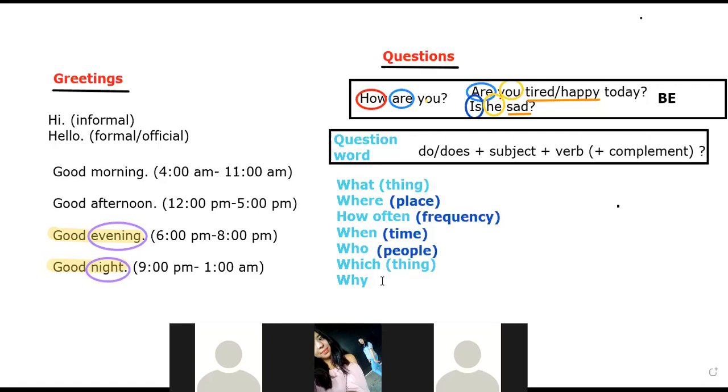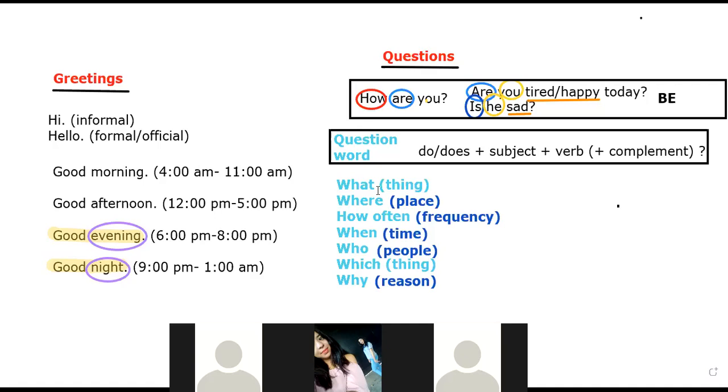Why. We use why for a reason. Do we understand reason? Yes. So for example, why do you study English? I study English for my work. Why do you work? I work to pay the bills. I work to buy food. Okay, so that's the reason.